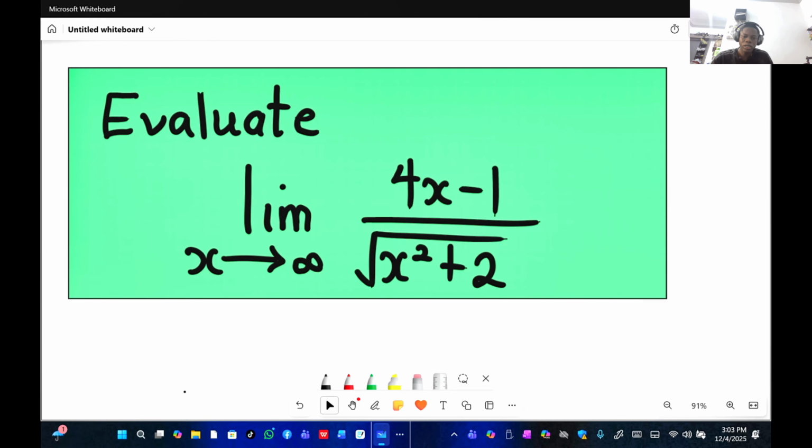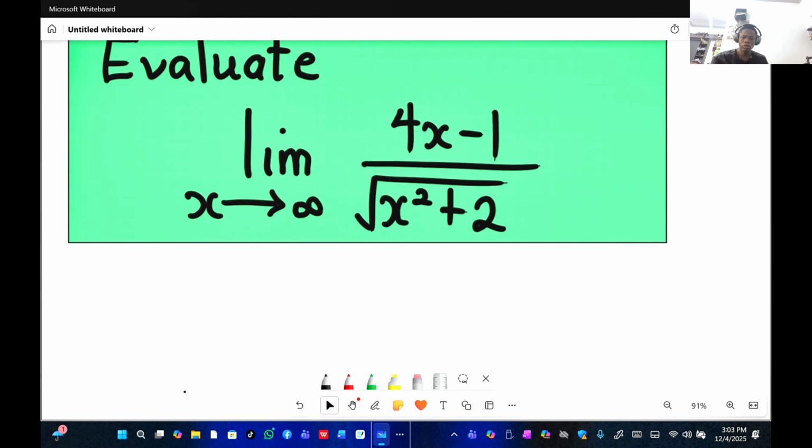We have a problem here which says that we should evaluate the limit of the function (4x minus 1) all divided by the square root of x squared plus 2 as the input approaches infinity. So the moment you have the infinity, the first thing you need to do is to identify the x with the highest power. So we have to identify the x with the highest power.